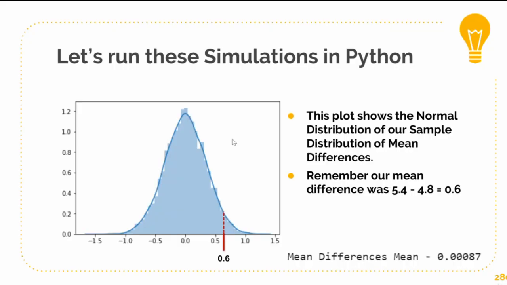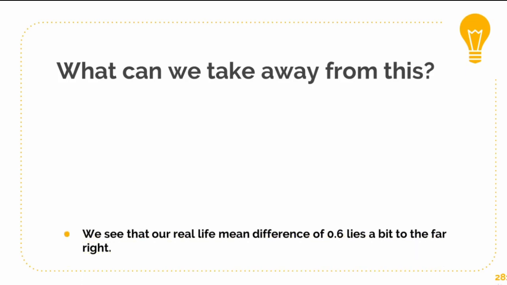So this was our results from our Python simulation, and the mean differences mean, that's this point here, was actually close to 0. So this plot shows our normal distribution sample of mean differences, and remember our initial mean was 0.6 here. So let's take a look at this. How do we use this now? So what can we take away from this?